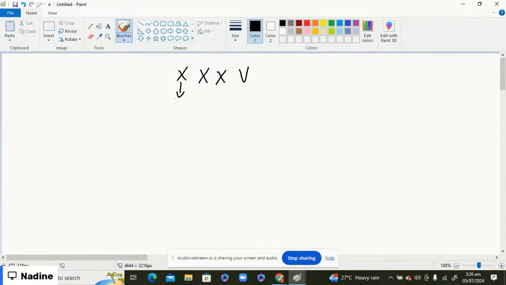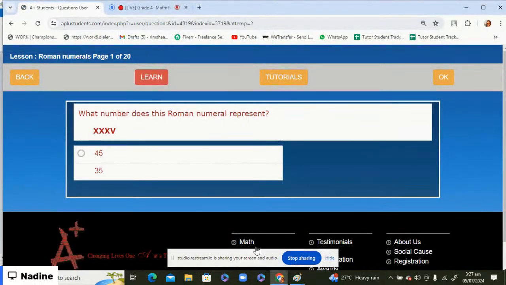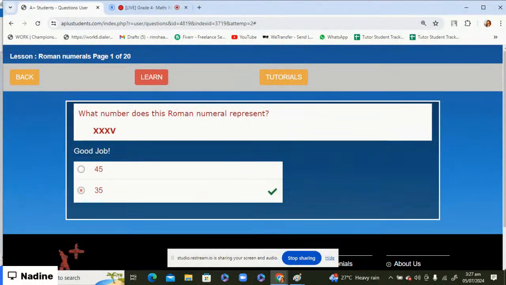One X represents 10, plus 10, plus 10, and V represents plus 5. 10, 20, 30, and 35. So the answer I got is 35. Let's just check. Is there any 35? Yes, option B. Let's move with it. Yeah, this is the right answer.